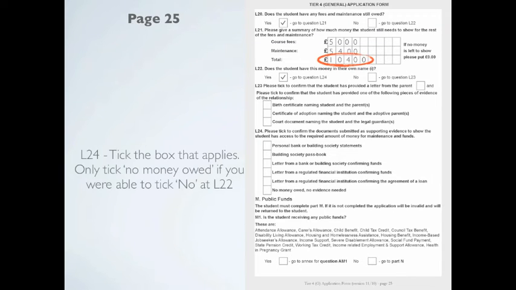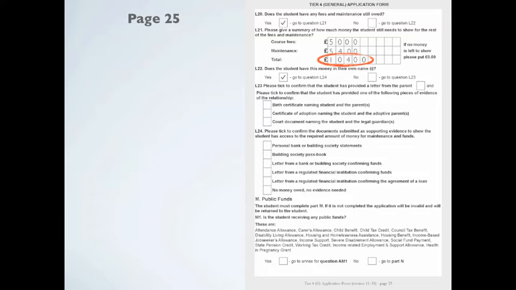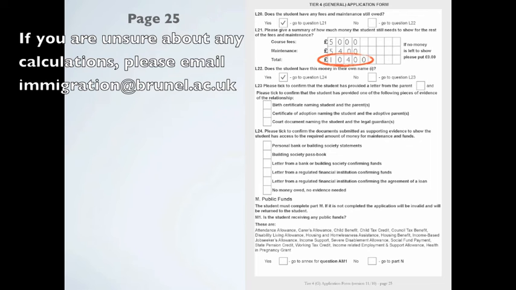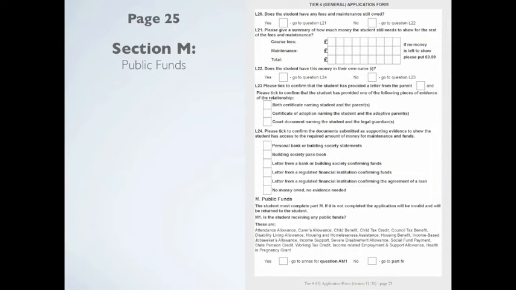L24. If you are able to tick no at L22 and you are certain this was correct, then you do not need to supply any bank statements. In this case, tick the bottom box, no money owed, no evidence needed. In all other cases, you must tick the box which applies to you. If you are still unsure about any part of Section L, please email immigration@brunel.ac.uk.